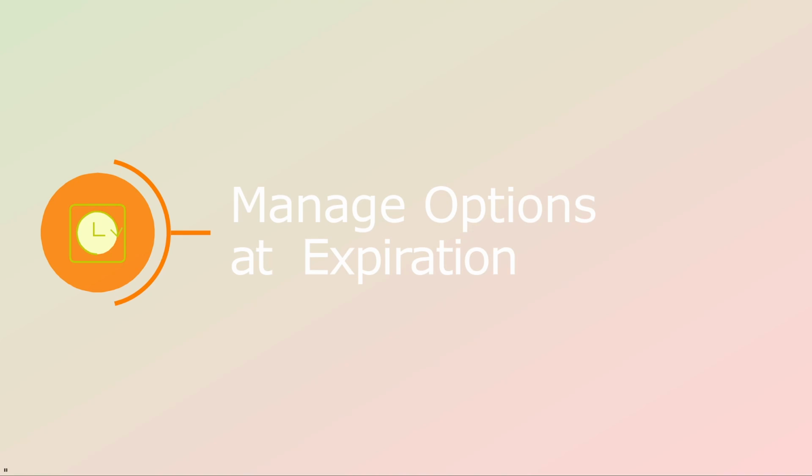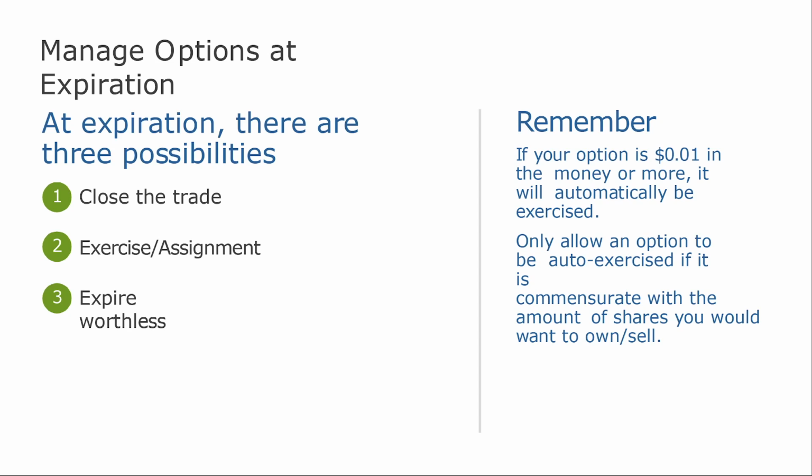How to manage the option at the expiration? Like I said previously, we can close the trade, exercise it, or if they expire worthless, we will do nothing. But even if it's 1 cent above the strike price, they are always going to be exercised.